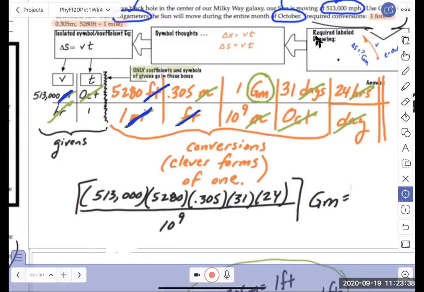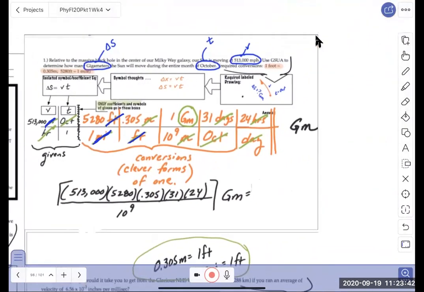Okay. Now that answer ends up being, let's write down here. Ends up, well, I think I have it here.